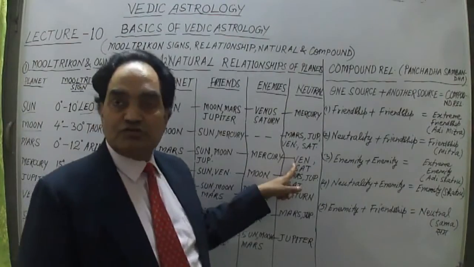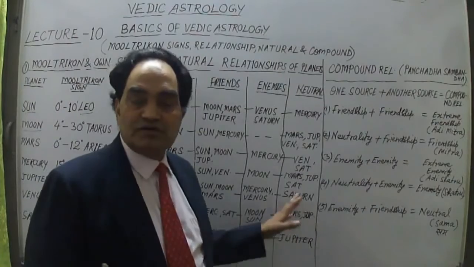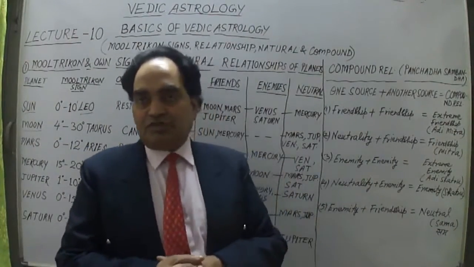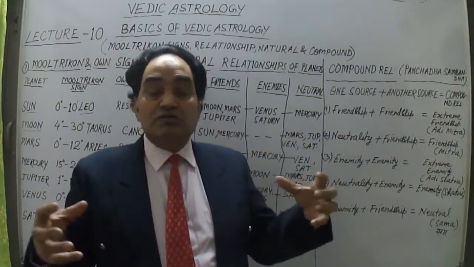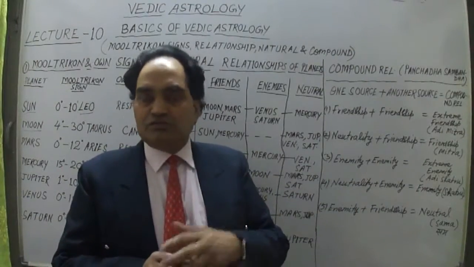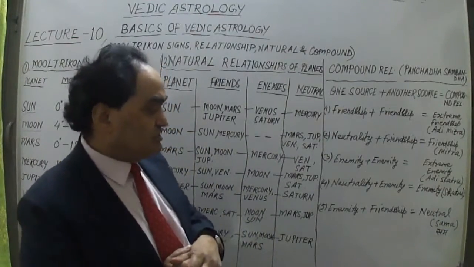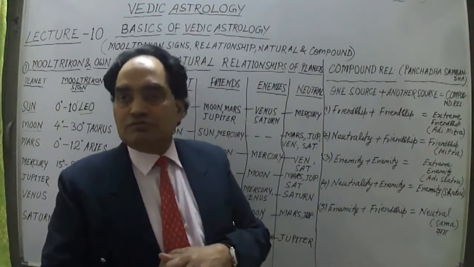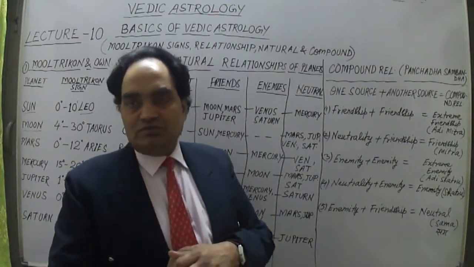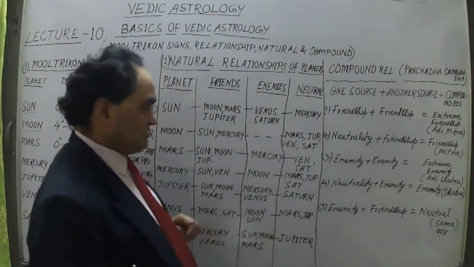Venus and Saturn both are neutral for Mars. But Venus has Mars and Jupiter as neutral. So Mars and Venus both are neutral. For Mars, Venus is neutral, for Venus, Mars is neutral. So neutral plus neutral equals simply neutrality. Both are neutral, so the same relationship is there. Now enemy plus friend, this is the fifth type.